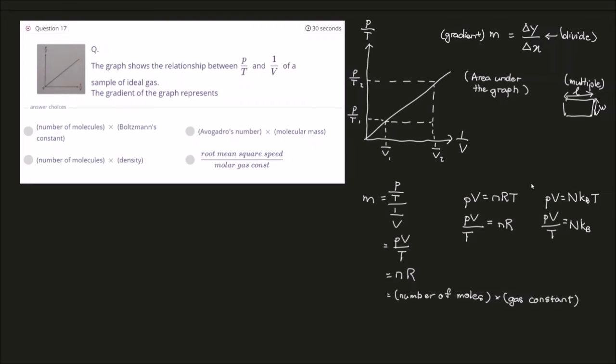Okay, so now you know that this can be nR, but it can also be NkB. So I'll just write it outside here. So the gradient can also be equal to NkB. And N here is number of molecules, and kB here is Boltzmann constant. Okay.